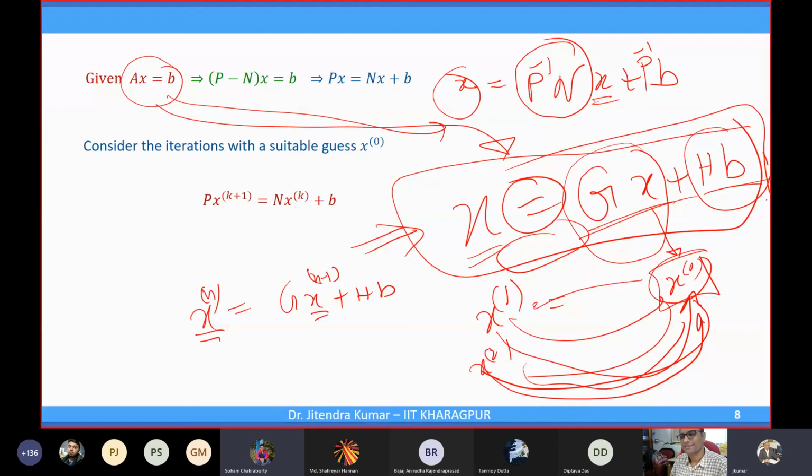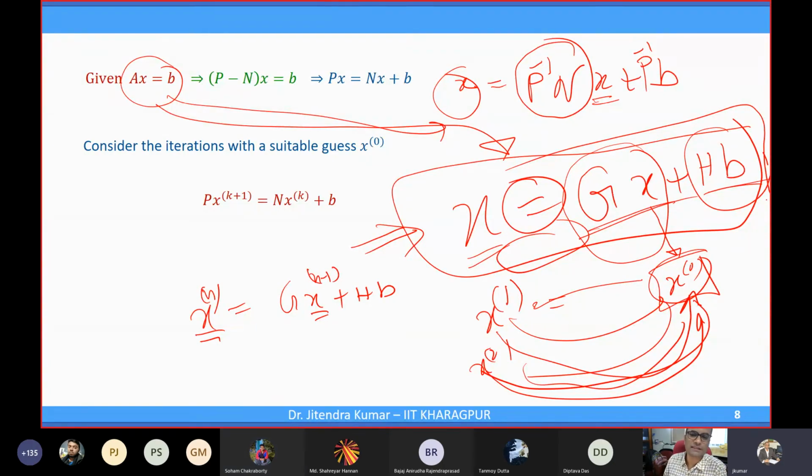Sir, the convergence of the scheme will depend on how we split the matrix, right? The P and N. Absolutely, because different splitting will give you a different scheme, first of all. Some splitting gives that well-known Jacobi method. Why is it well-known? Because that splitting is convergent for many problems.